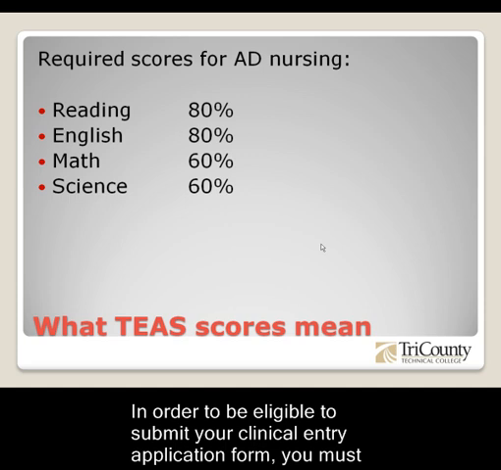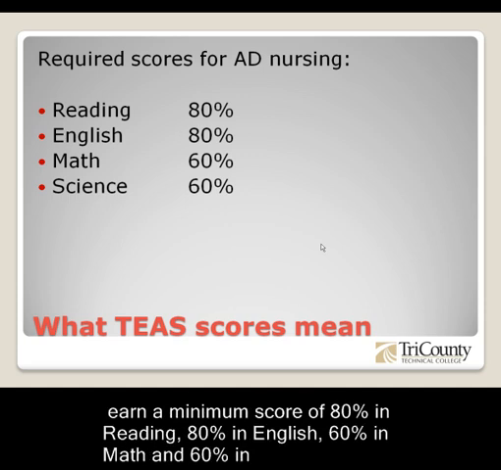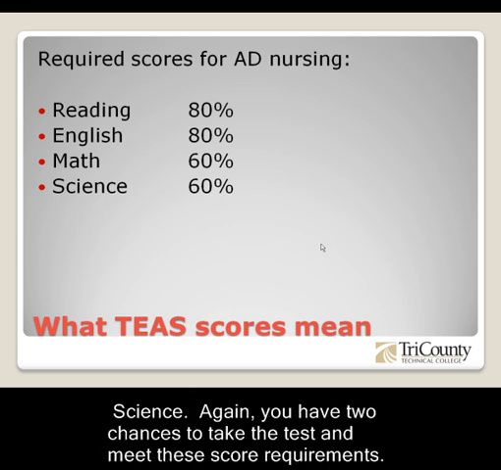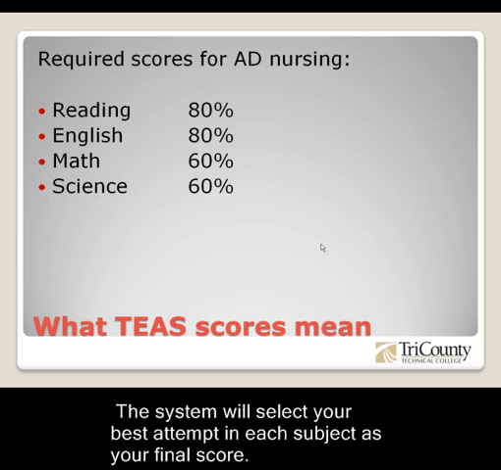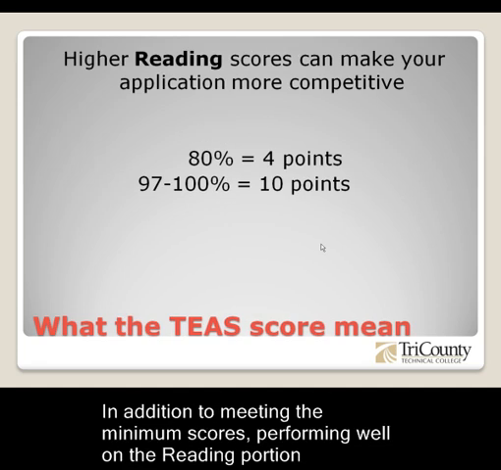In order to be eligible to submit your nursing clinical entry application form, you must earn a minimum score of 80% in reading, 80% in English, 60% in math, and 60% in science. Again, you have 2 chances to take the test and meet these score requirements. The system will select your best attempt in each subject as your final score.